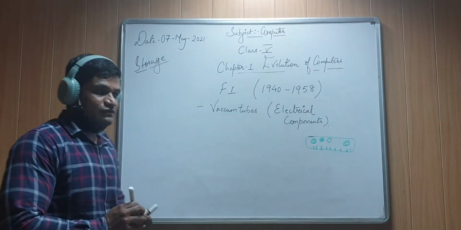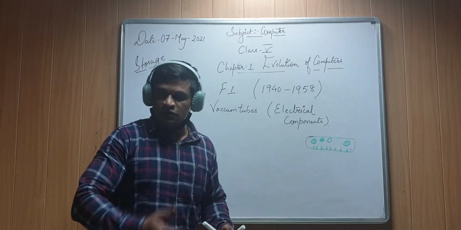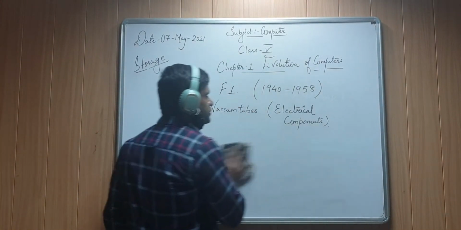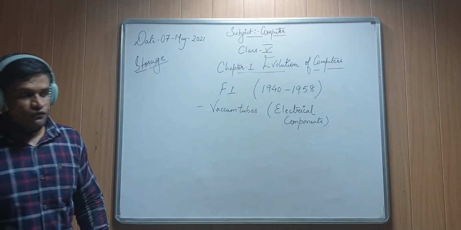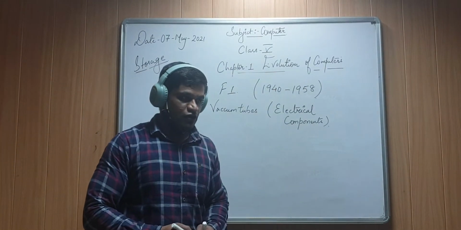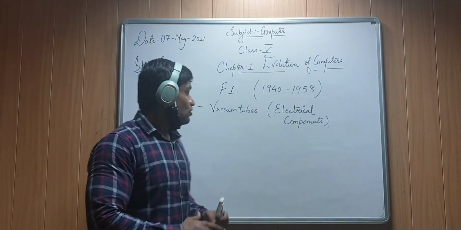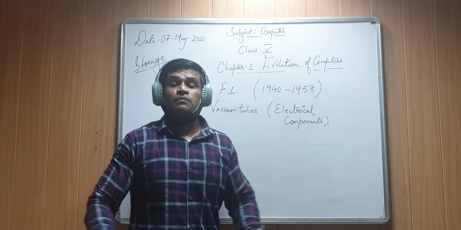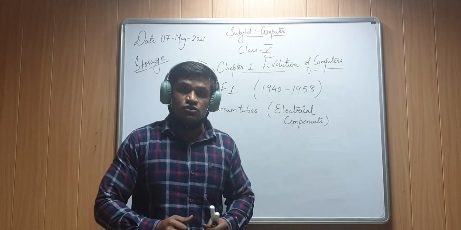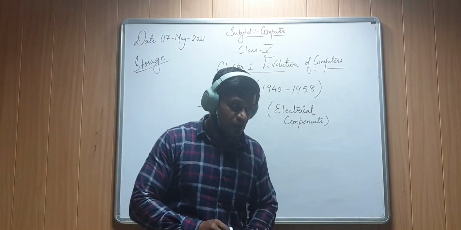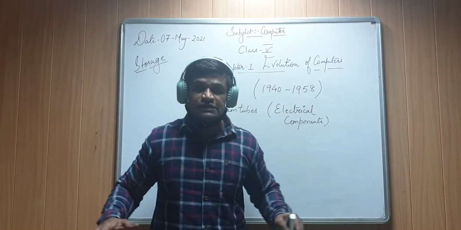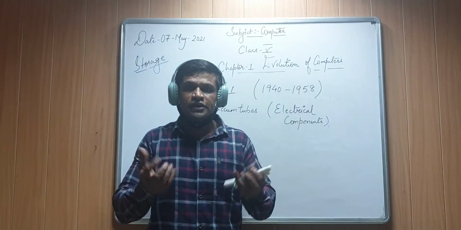So these ICs were invented and then it became smooth. But in the F1 generation, they used vacuum tubes which were unreliable and very costly. As I told you, they use more electricity. बहुत electricity use करते थे because they were big machines. So it takes more electricity. They require air conditioner. As I told you, अब इतना electricity they will use, so they will generate heat.